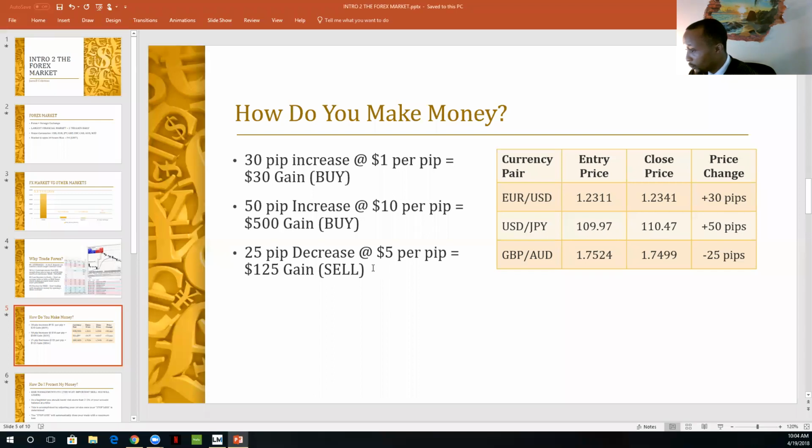trading $1 per pip. Now, that same trade at $10 per pip, of course, would be $300 gain when you can afford to compound your money at a higher level. A 50 pip increase at $10 would be a $500 gain. 25 pip decrease on a sell at $5 per pip is a $125 gain.